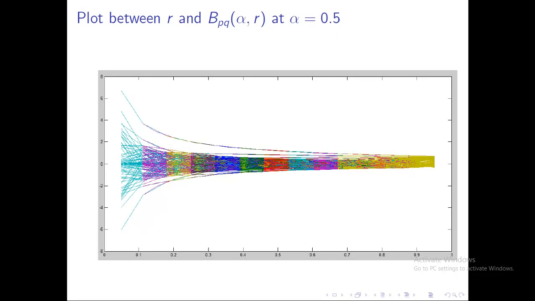This is a graph between r values and the radial fractional order Zernike polynomial. This graph is drawn to check the numerical stability of the polynomial and to find the value of alpha at which more efficient results can be obtained. Here on the x-axis there is r, and the y-axis represents B_pq(alpha, r).